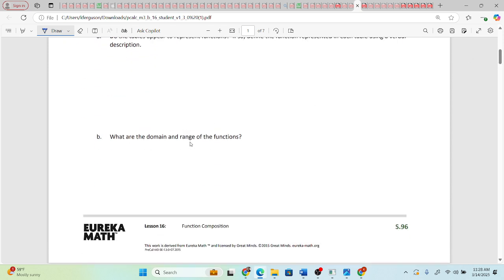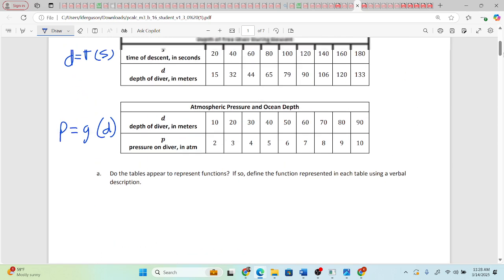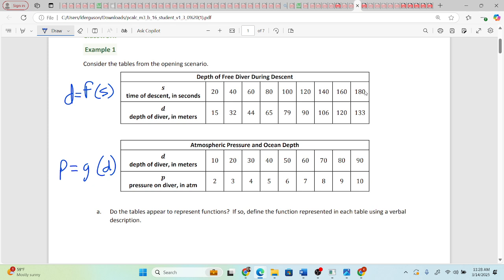So what are the domain and range of the functions? Well, that's easy. Remember, domain is the values that I can have for my input. So the domain for this first one is just 20 to 180. And then the domain for the second one is 10 to 90. Does everybody understand? And then the range is the values for your output. So my range in this case is 15 to 133. And then this one is just 2 to 10, right?